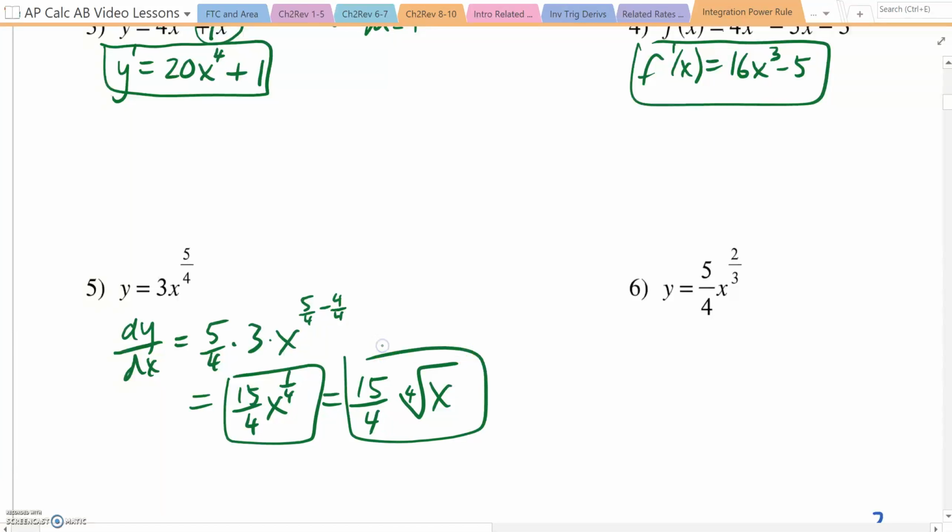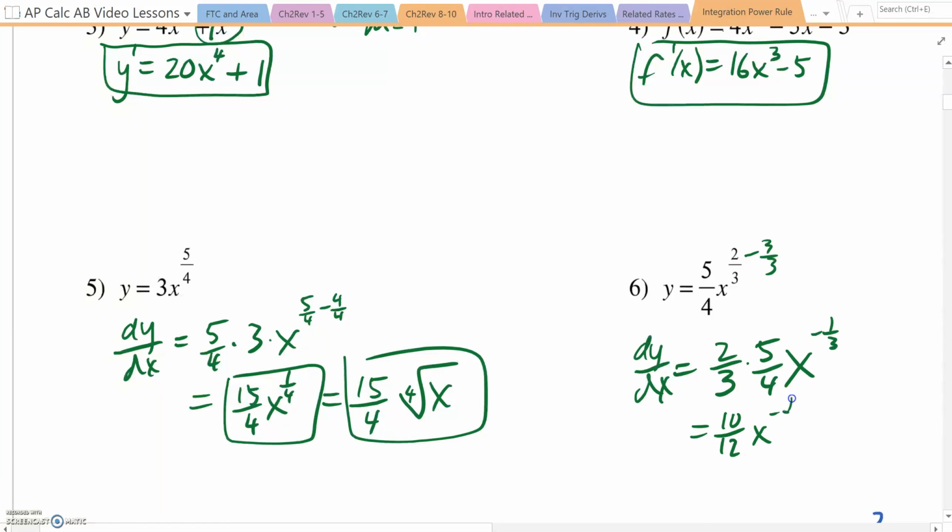Okay, good. Next, number 6. So we'll go dy dx equals, power comes down, multiplies by the original coefficient. Reduce the power. I'm just going to write it here. That becomes a negative 1/3. So we end up with 10/12 x to the negative 1/3. We should probably reduce that. That would be 5/6 x to the negative 1/3. And we can keep the negative power there.